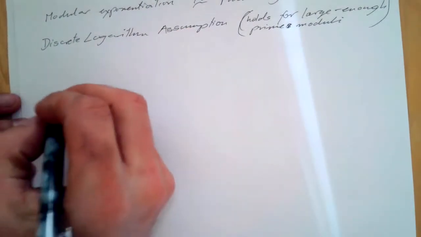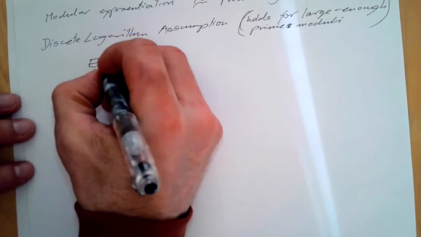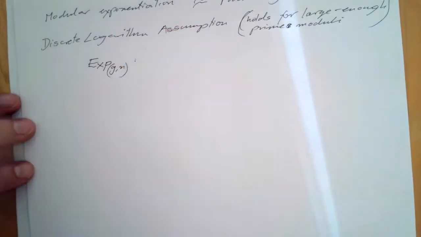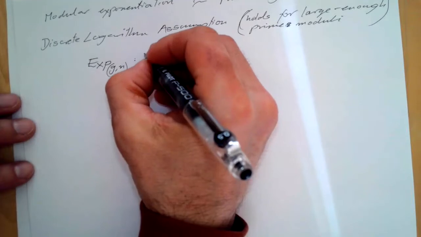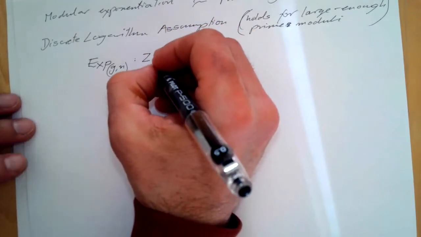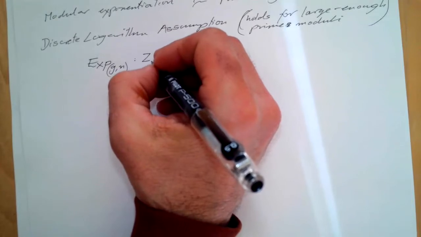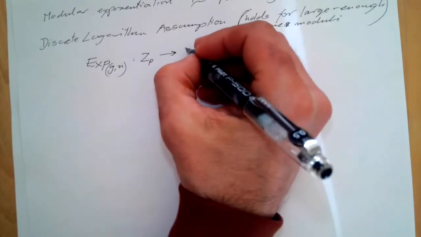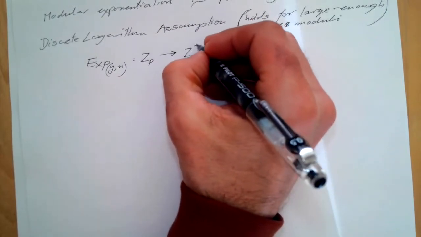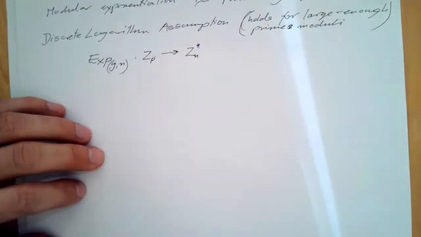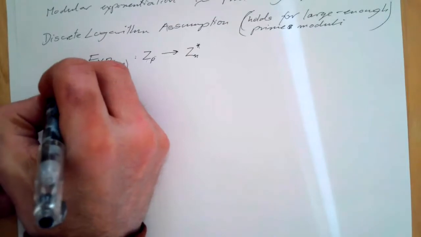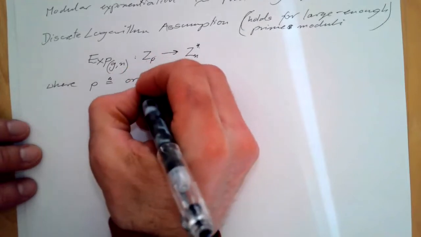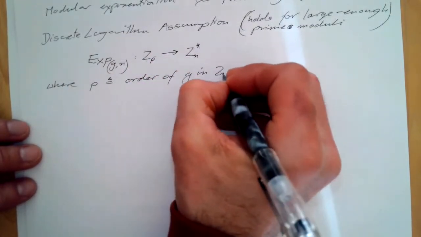The discrete logarithm assumption is as follows. The exponentiation function, which I'm going to denote as indexed by g, n, is a function that takes Z_p and outputs elements in Z_n star, where p is defined as the order of g in Z_n star.